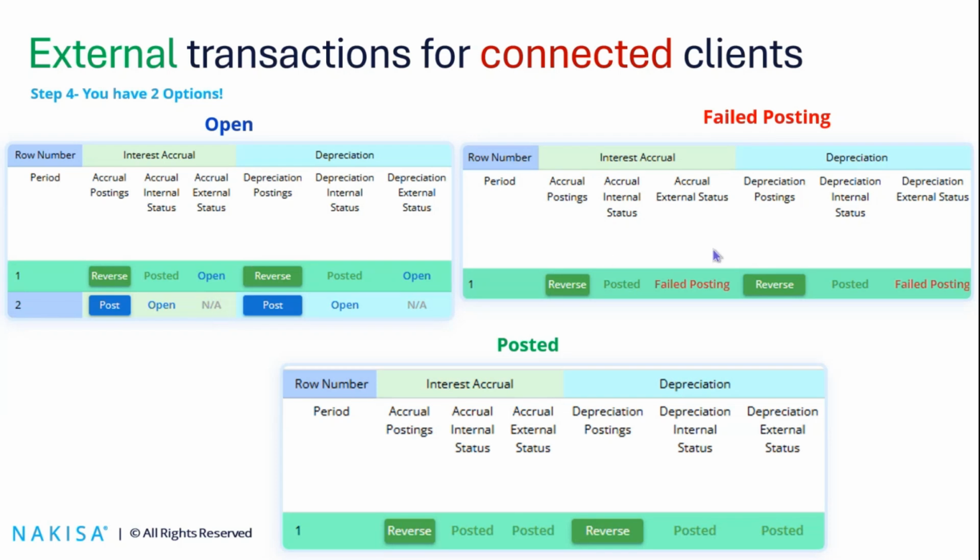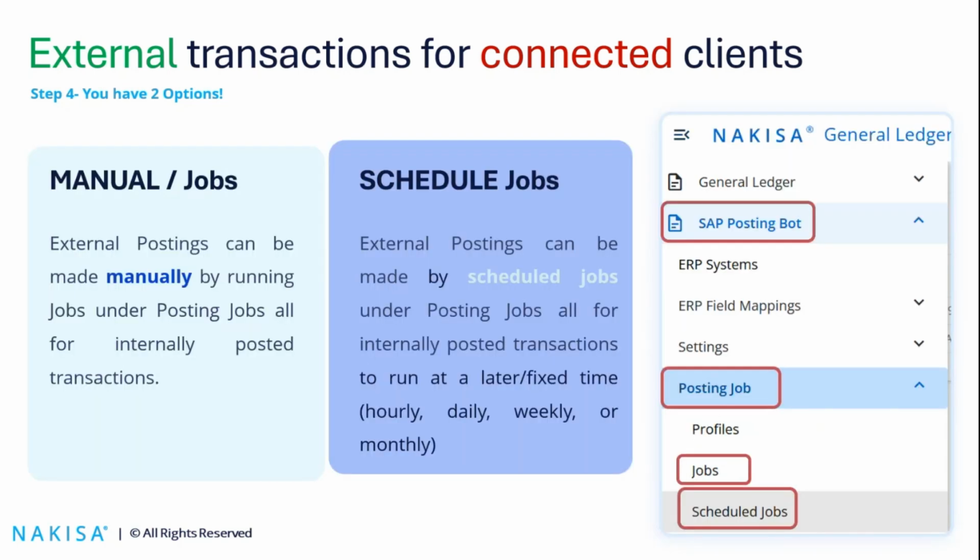On the second example I'm showing, there is a failed posting. After the SAP posting bot has been run, we see that there is a failed transaction. It did not post. I'll go back to how to figure out what the reason may be and how we can fix it. The next one I want to show is a perfect example, which is posted internally as well as externally, and there is no error. So let's go to the next one.